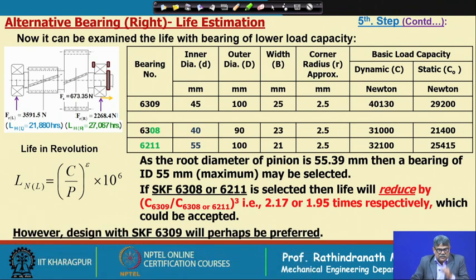bearing 6309. And if we think in terms of cost, no doubt 6309 will be more expensive than 6211 and 6308, but the difference is very small. So probably going with 6309 will be better than selecting the others. So this is the end of step 5.